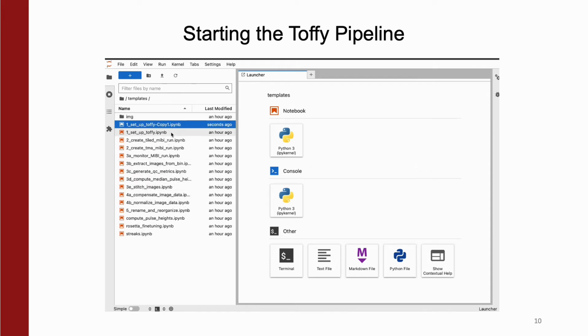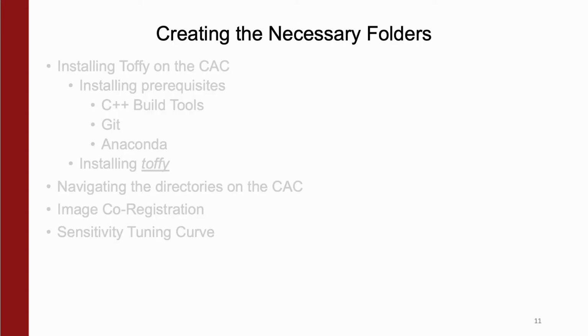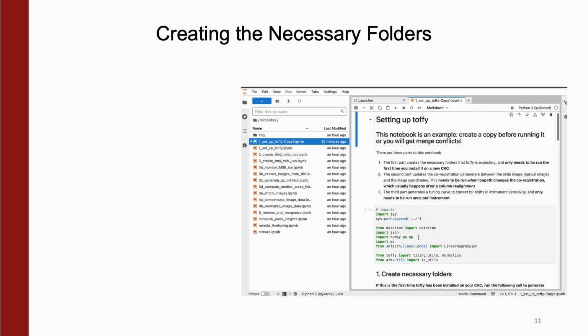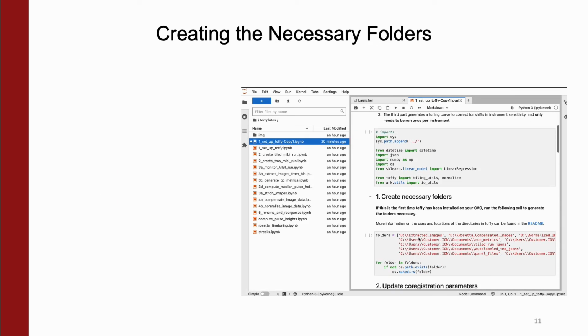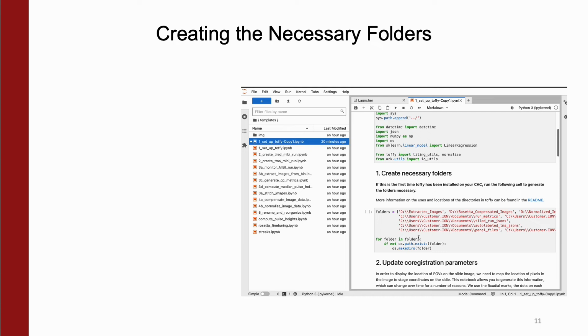This is so that you don't get any conflicts whenever we decide to push changes out, and then when you decide to download those changes. Now with Notebook 1 opened, we can go ahead and create directories on the CAC. Go down to Section 1, Create Necessary Folders. This will create all of the folders in the C and the D drive that we need.